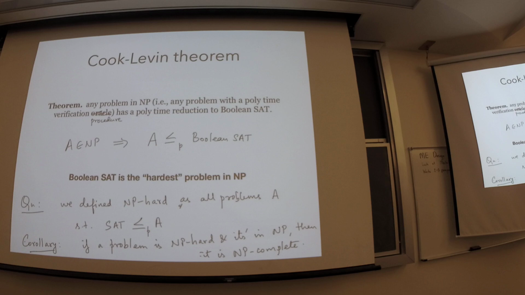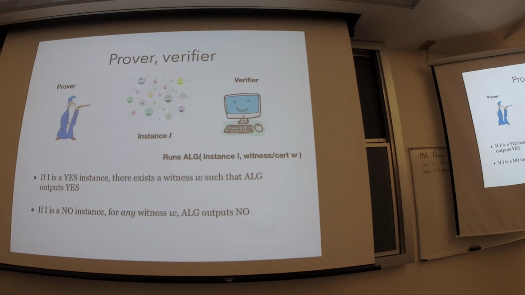It's just saying that any problem in NP, that is any problem that has a polynomial time verification procedure, can actually be reduced to Boolean satisfiability. And the hand-wavy proof of this is actually very easy. Okay? So the proof is like this.